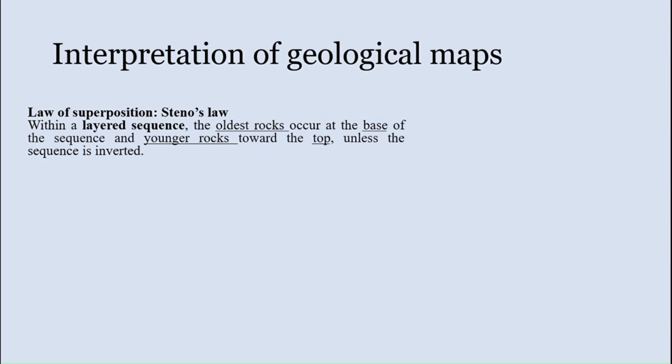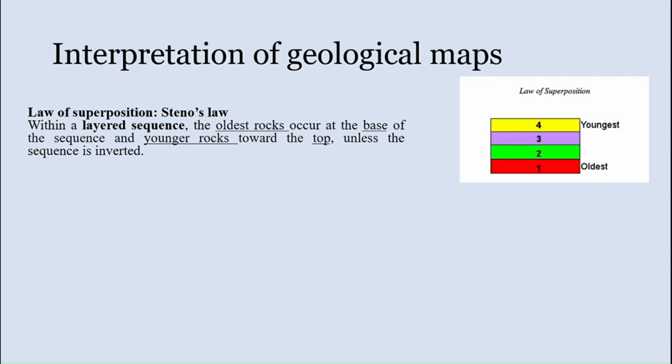So the first law that governs the interpretation of geological maps is the law of superposition. In an undisturbed sedimentary sequence, the topmost sedimentary layer will be the younger one and the bottommost sedimentary layer will be the older one, right? This is what the law of superposition says, which can also be expressed in this way: the oldest will be at the bottom and the youngest will be at the top, right?